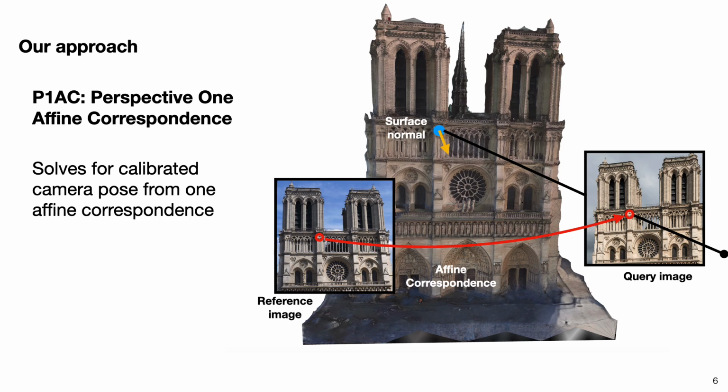While recent work has mainly focused on relative pose estimation from ACs, we revisit the topic of absolute pose estimation from a single AC, which we dub the perspective 1 affine correspondence, or P1AC problem. The inputs to the problem are a single observation of a 3D point in the query image, an affine correspondence to a reference image, and the surface normal at the 3D point.